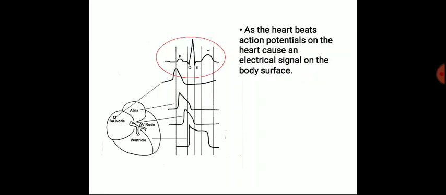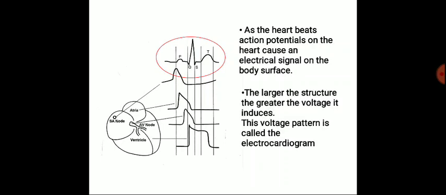As the heart beats, action potentials in the heart cause electrical signals on the body surface. The larger the structure, the greater the voltage it induces. The voltage pattern is called the electrocardiogram. Electrocardiography refers to extracellular recording of the summed-up electrical events of all the cardiac muscle fibers generated with each heartbeat. Electrically, the heart behaves as a dipole, a two-terminal battery in which the excited part, that is the depolarized segment, forms a negative pole and the non-excited part forms the positive pole.